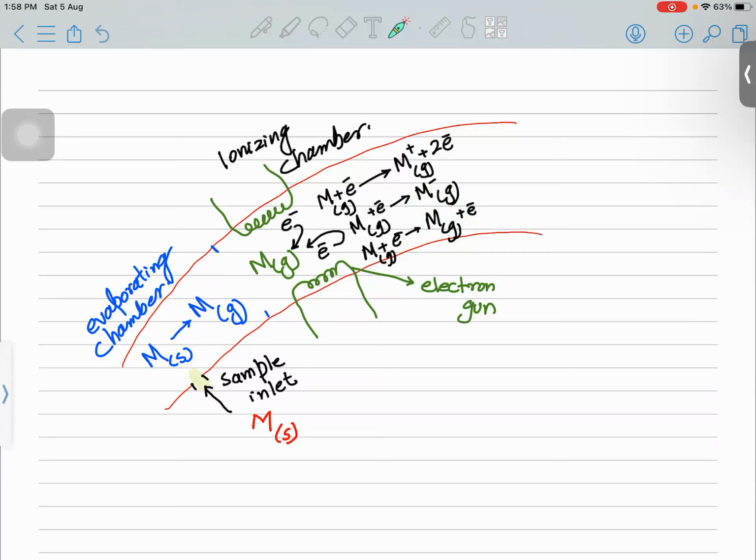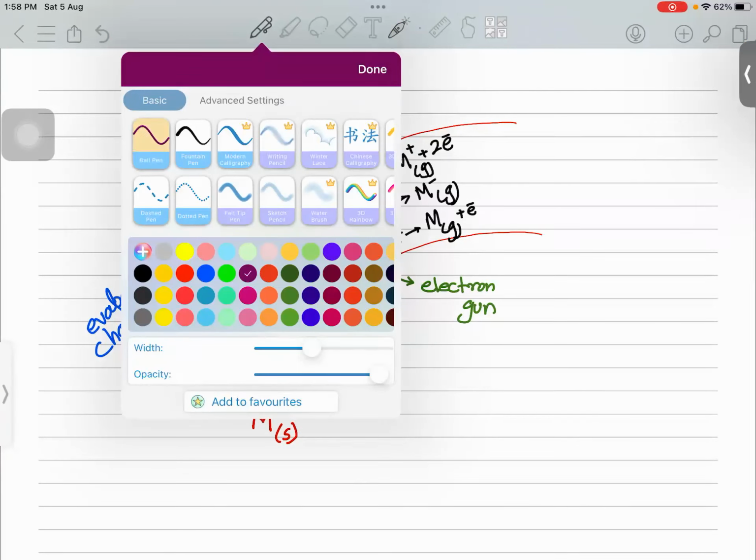Yes, I am. So ions are formed. That's why it's called the ionizing chamber. Are you getting my point? Yes, sir. Now you have 2 ions, positive and negative.